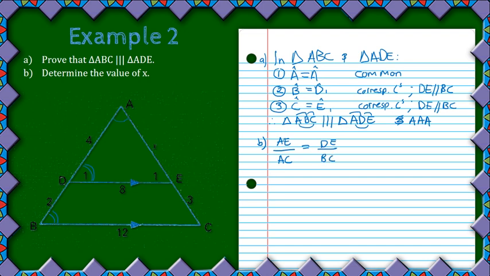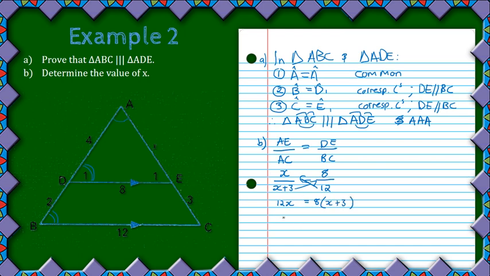Okay, so let's substitute our values. AE was x over AC, which is x plus 3, equal to DE, which is 8, over 12. Once again, we just have one term over here, one term over here, so we can apply cross multiplication. So I take this denominator up and 12 up, so this gives me 12x equal to 8 times x plus 3 in brackets.